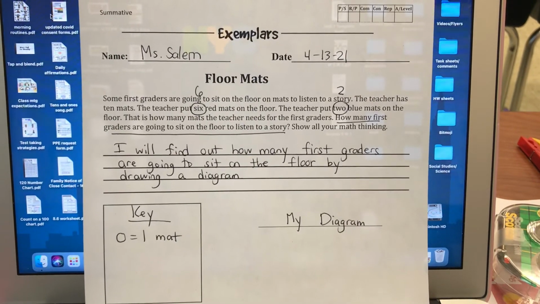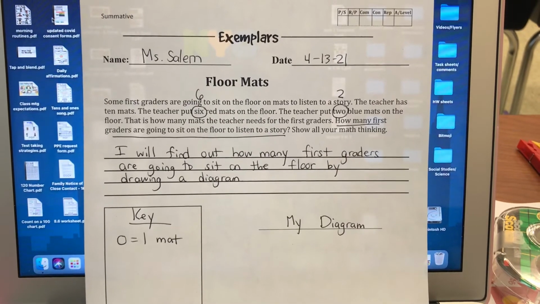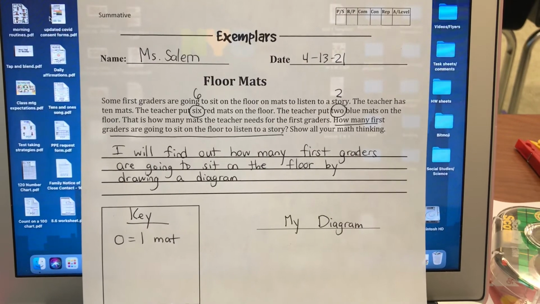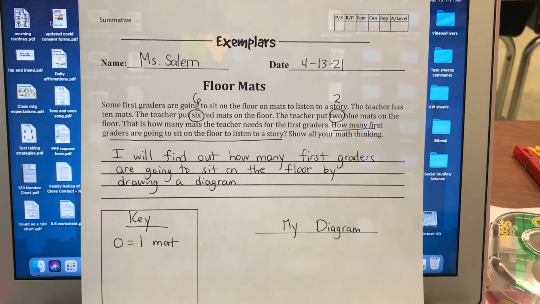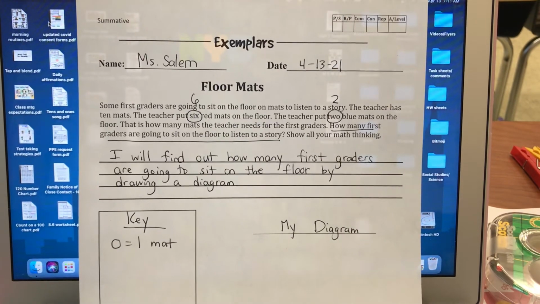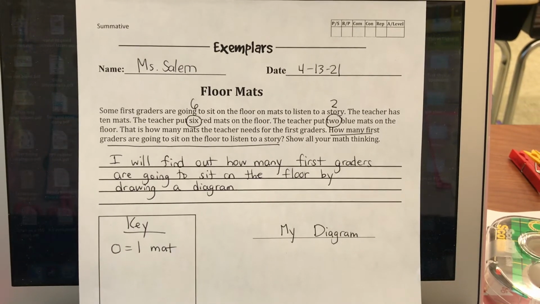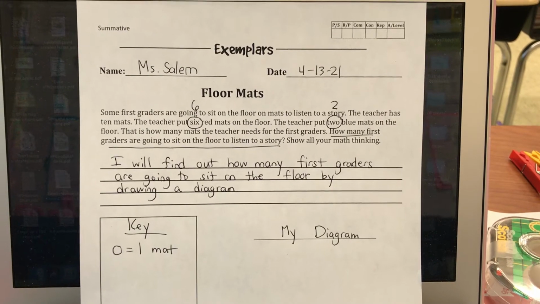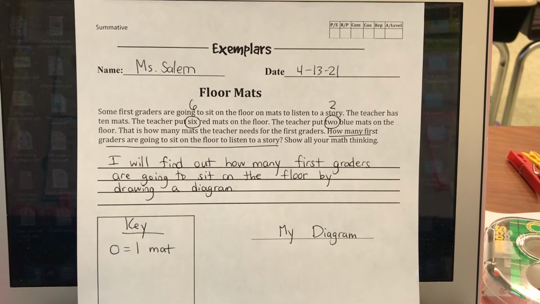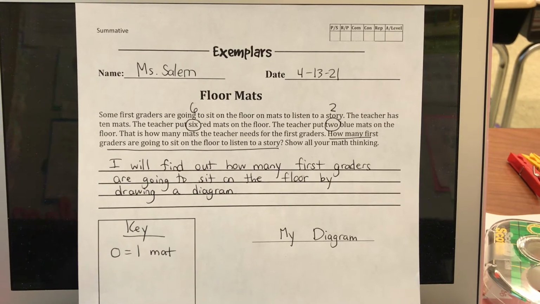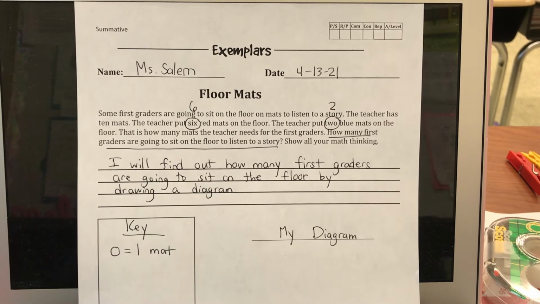All right, so we have the title, we have the story. Now we need to figure out what information we can use. I know the teacher has 10 mats, so maybe that's how many she has in her classroom. But look to see how many she actually puts on the floor. If you noticed, I circled that 6 and I wrote the number 6 on top. She put 6 red mats on the floor. What about the blue mats? How many blue mats does she put? That's right, she puts 2 blue mats on the floor. So that's how many she needs.